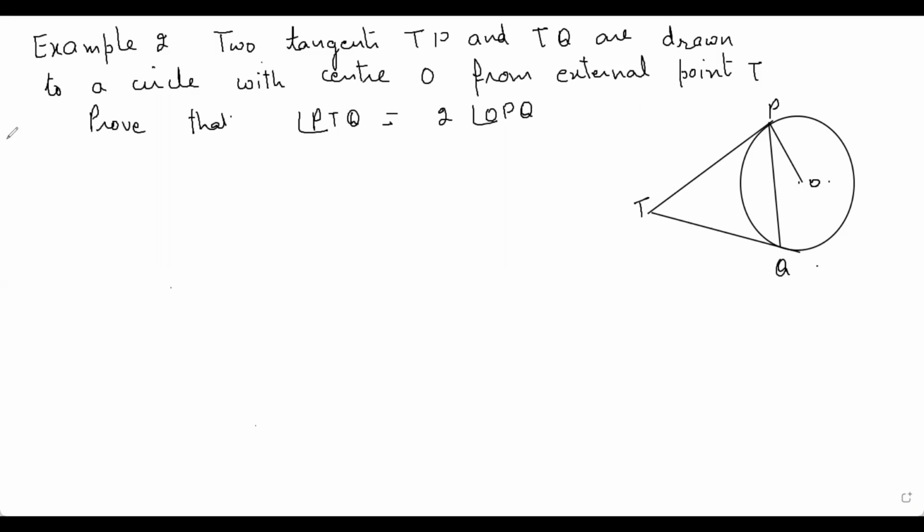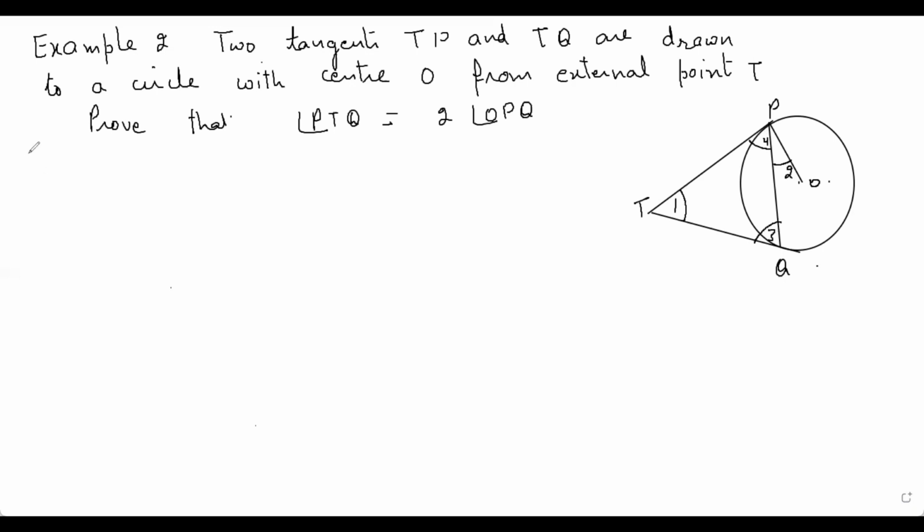Now this is example 2. Now the question is, two tangents TP and TQ are drawn to a circle with center O from an external point T. Prove that angle PTQ is equal to 2 times angle OPQ. I'll write this angle as 1, this angle as 2, and this angle as 3, and this angle as 4.